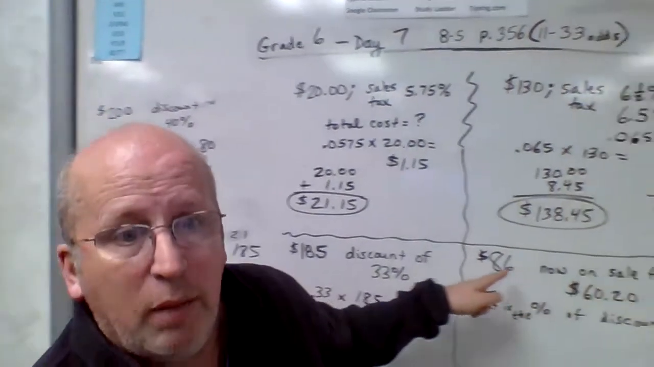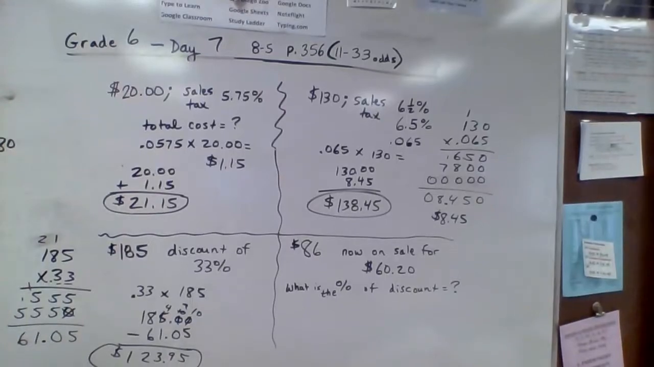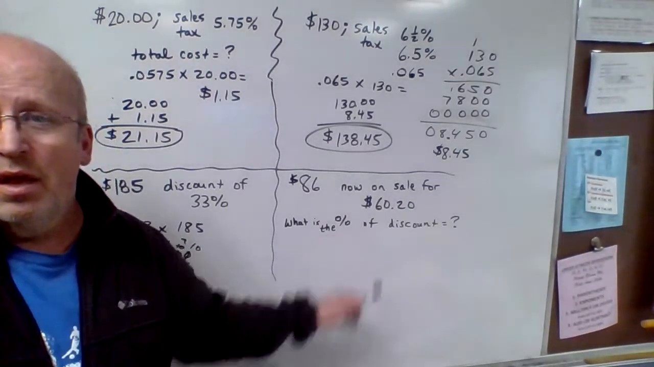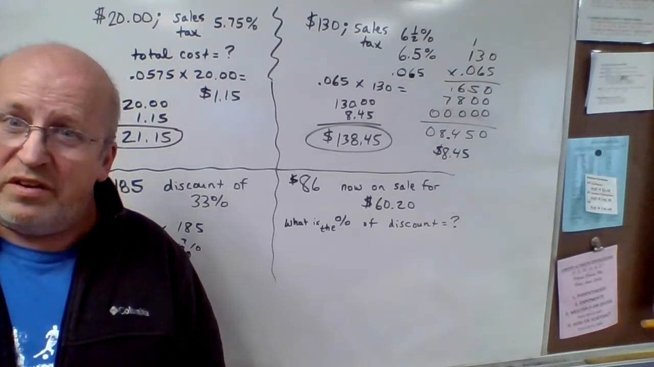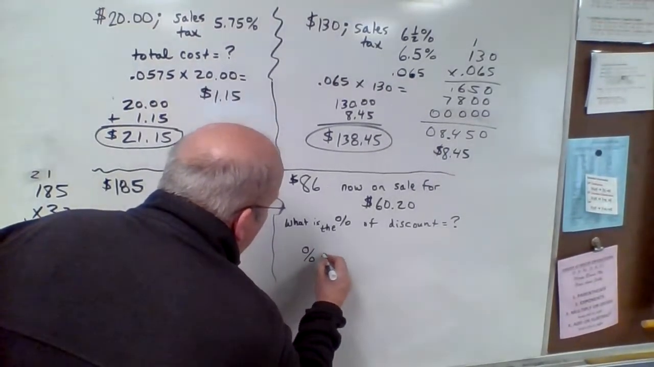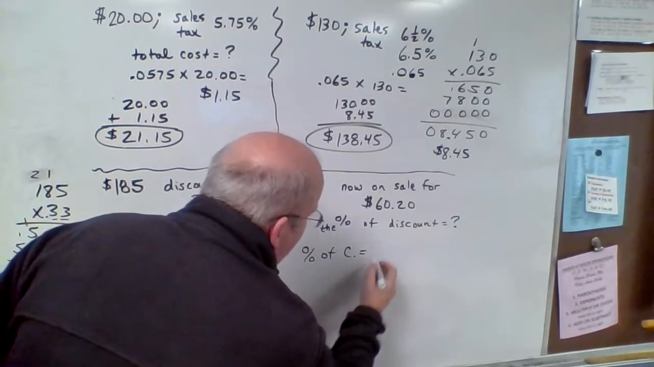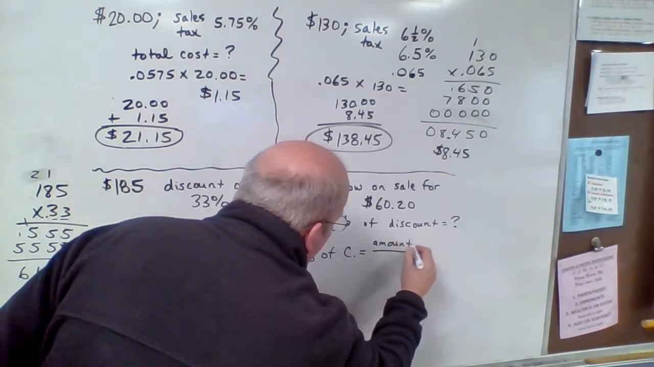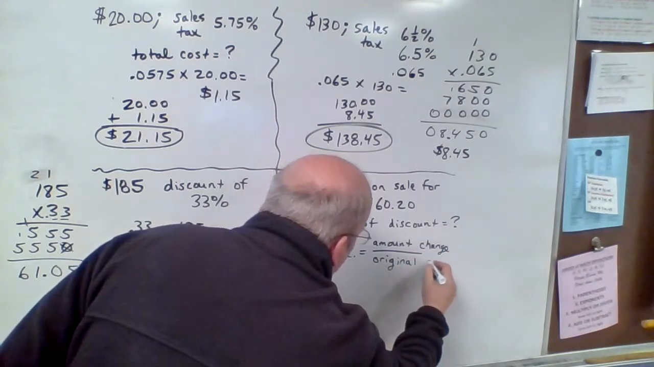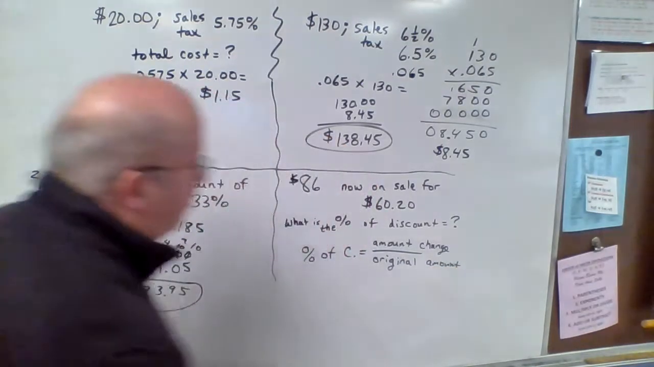Now, let's look at this problem right over here. We have an item that's $86, and it's now on sale for $60.20. What is the percent of the discount? Well, this kind of problem is similar to what we did in a previous lesson. Remember that lesson where we talked about percent of change? And we said that that's equal to the amount of the change over the original amount. That's the formula we're going to be using with this problem.